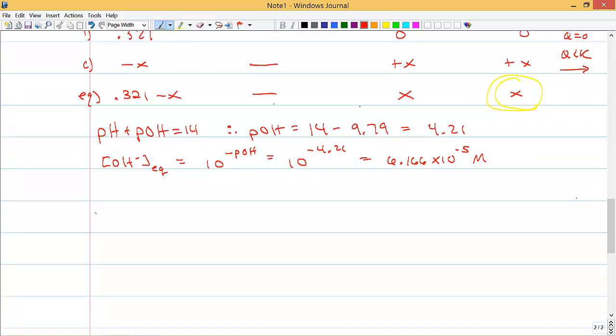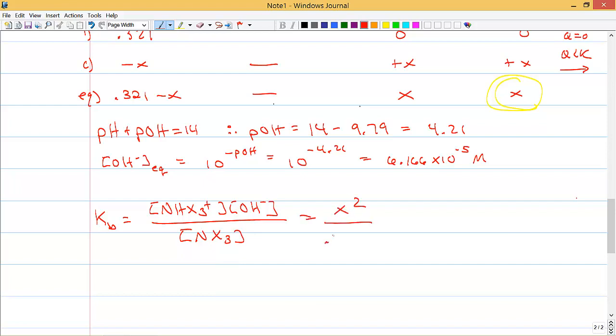So my equilibrium expression, K sub B, is equal to my NHX3 plus times my OH minus divided by my concentration of NX3, all of these when they're at equilibrium. And in terms of above, that's equal to x squared over 0.321 minus x. But I know what x is. This is x. So I can just substitute that in. There's no need to do this simplification where we assume there's a small x. We're not trying to avoid doing the quadratic here. So go ahead and plug it in.